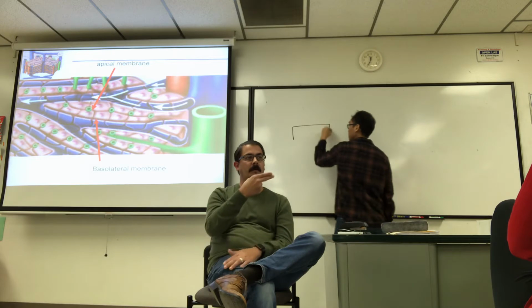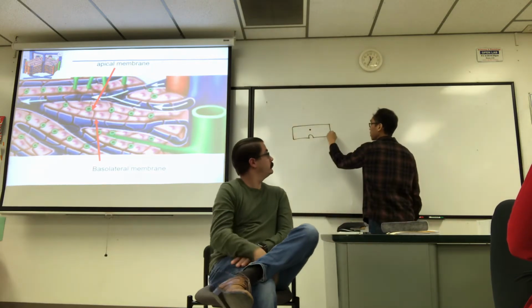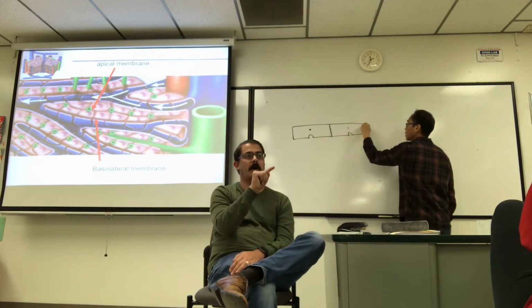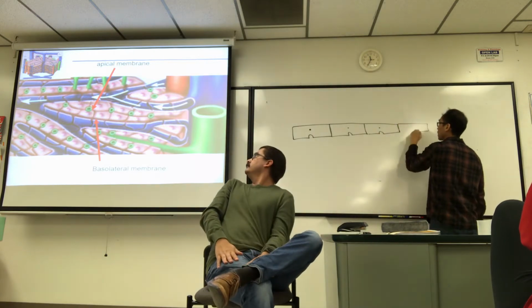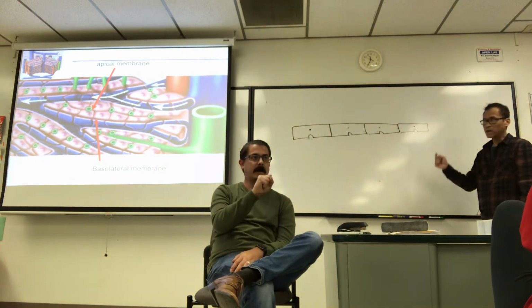I'm going to draw the hepatocyte like this. I'll put a little groove there. That's a hepatocyte. I'll draw a few of them in a row here. A little hepatocyte. That's one row. Let me draw another row of four.